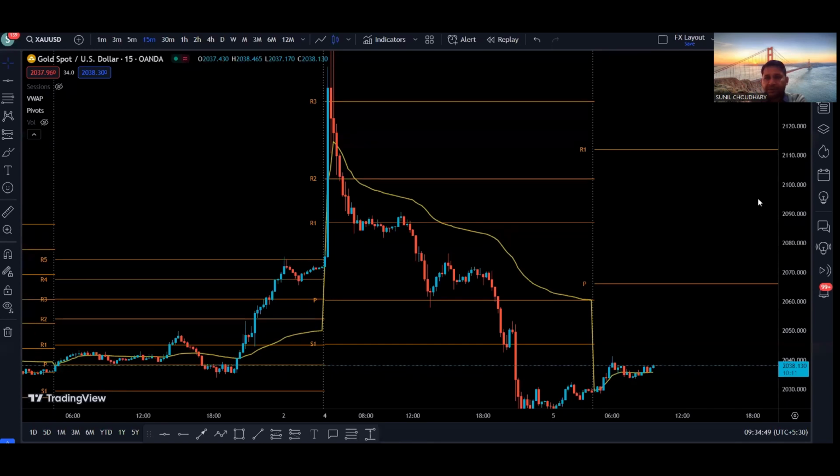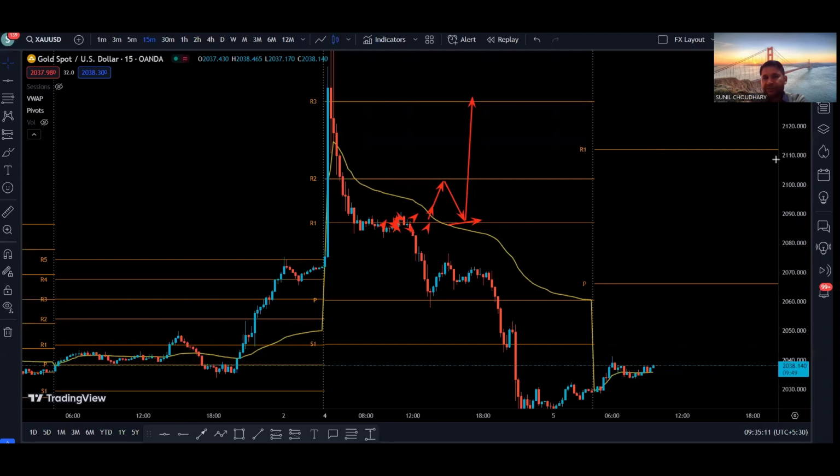I also mentioned that what we will be waiting for to take long, we will just consolidate in this area, and if we get a closure above the VWAP, we'll be looking to take long in order to target this area and the pivots line. Also, if we create a high, we'll be waiting for a pullback to the VWAP line to find some kind of rejection to take long.